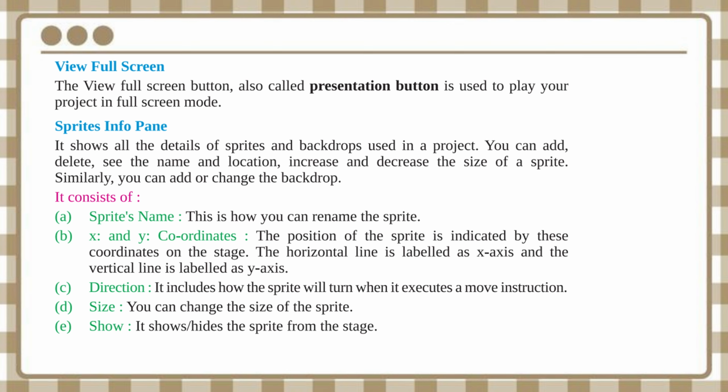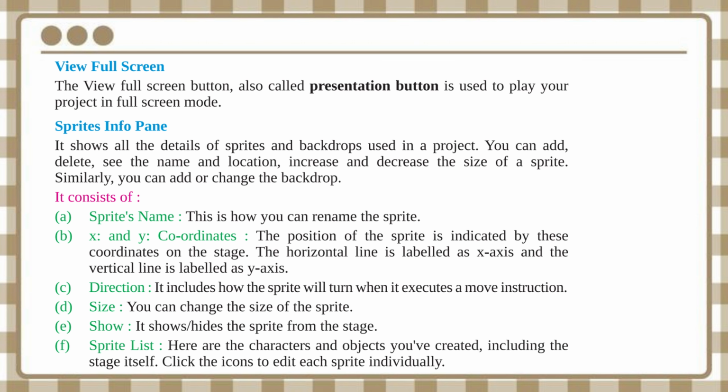E. Show. It hides the sprite from the stage. F. Sprite list. Here are the characters and objects you've created, including the stage itself. Click the icons to edit each sprite individually.